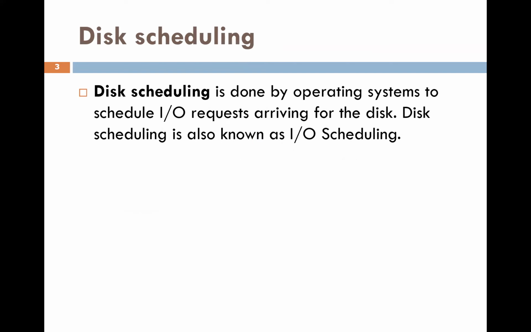Okay, let's continue with disk scheduling. What is disk scheduling? It is done by the operating system. Like in the operating system we do the scheduling of jobs and of processes, in the same way for the disk we need to do the scheduling of all the IO requests coming for disk access. We need to decide in which order we serve those requests. So this scheduling is done by the operating system to schedule the IO requests arriving for that particular disk. This scheduling is also known as IO scheduling, input output scheduling.